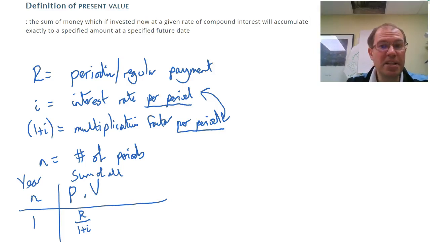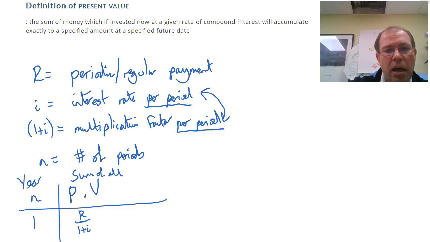Hello, I'm Graham Lewis, and in this video we're going to remind ourselves what present value is and obtain the general formula, the financial formula for the present value. So let's just remind ourselves. It's a sum of money which invested now at a given rate of compound interest will accumulate exactly to a specified amount at the end of a future date. So let's think about that.